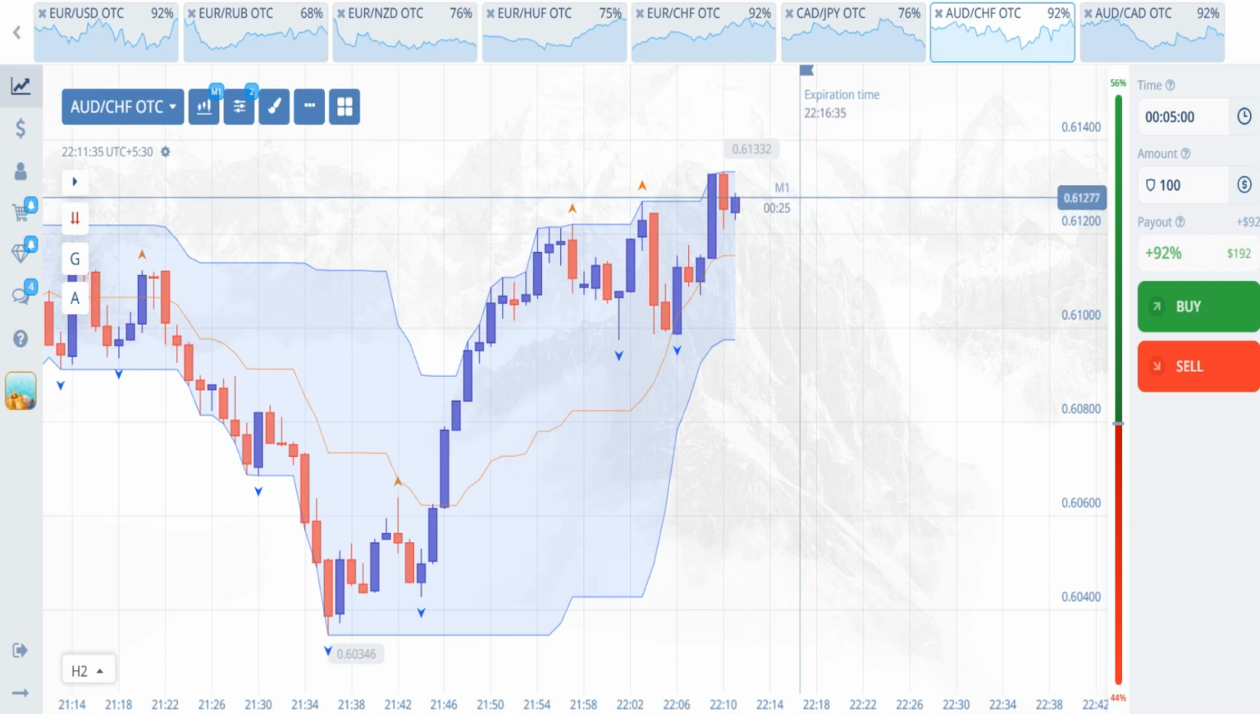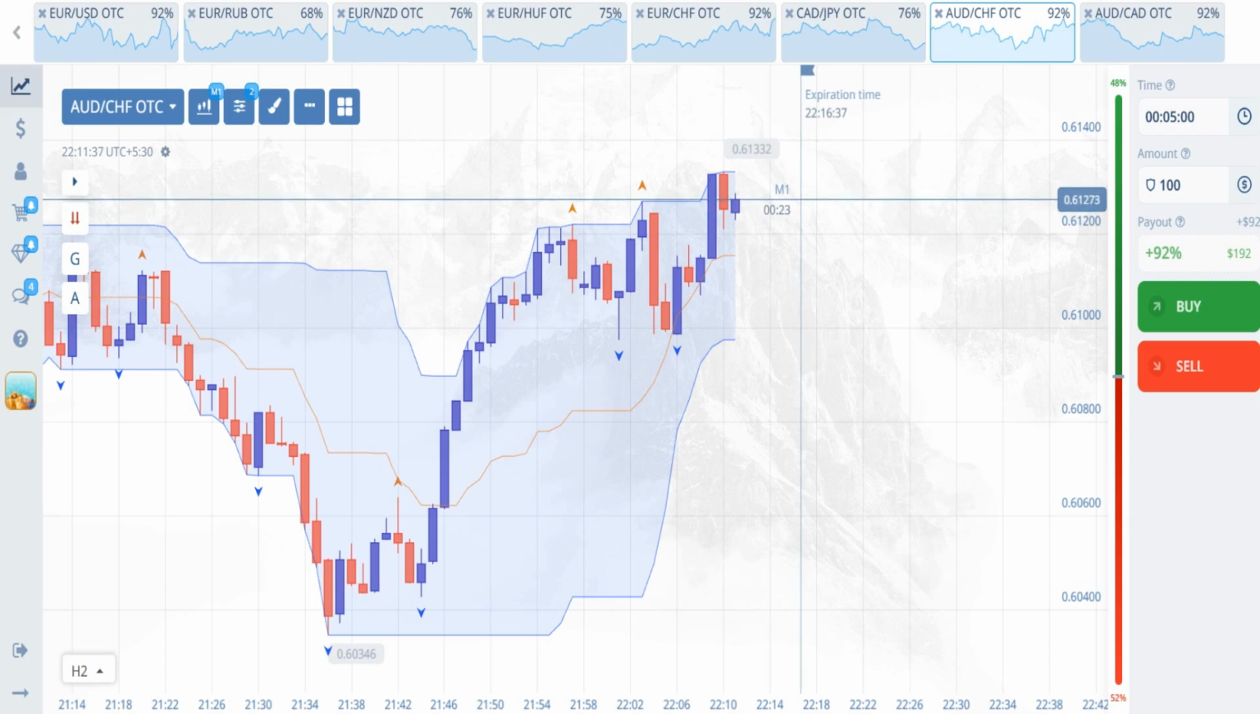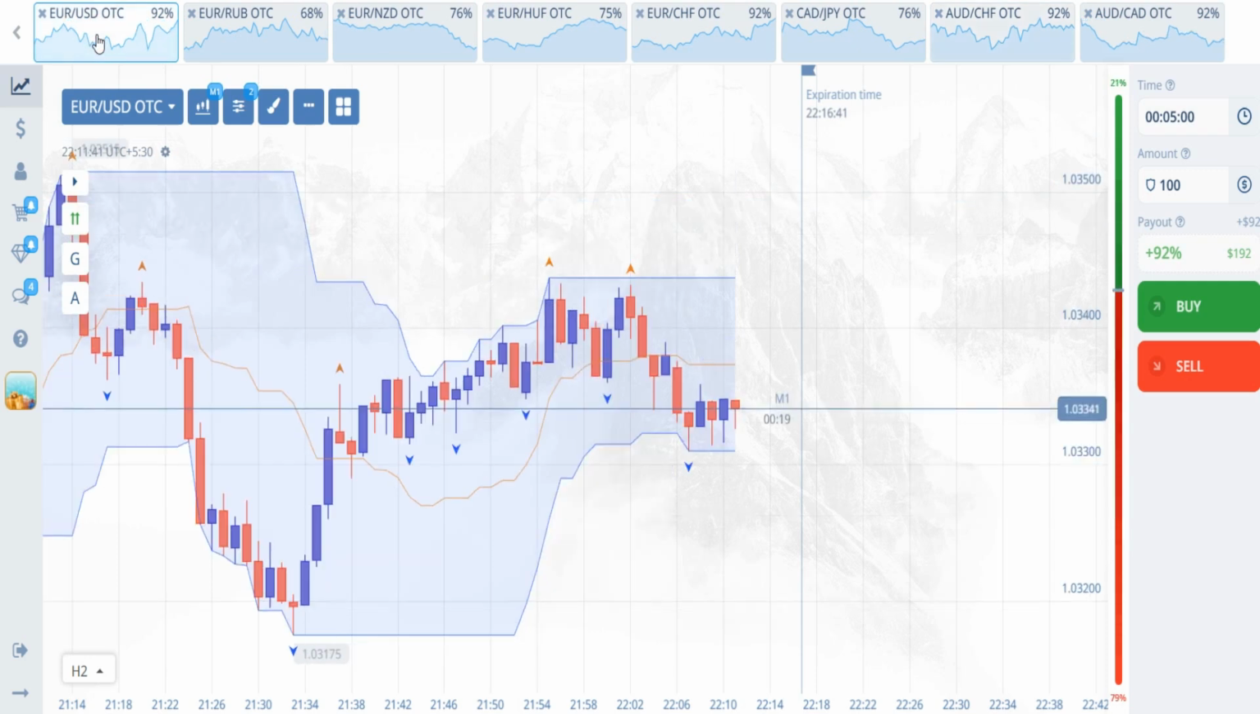Focus on assets with high payout rates, usually 80% or higher, to maximize your returns. Practice on the pocket option demo account to improve your strategy without risking real money.